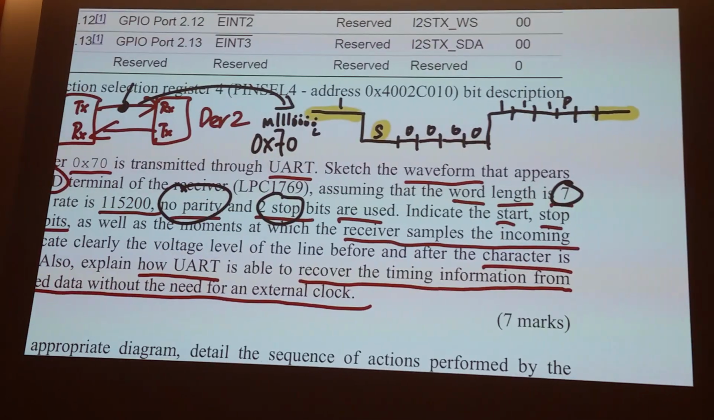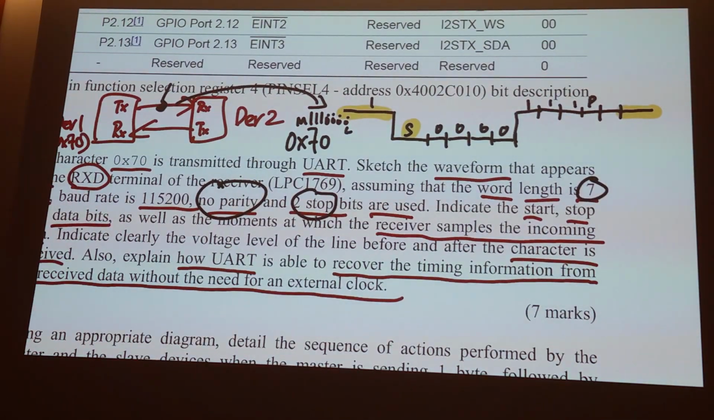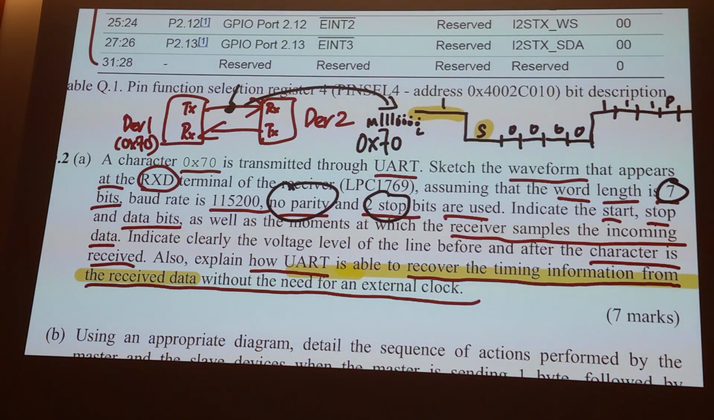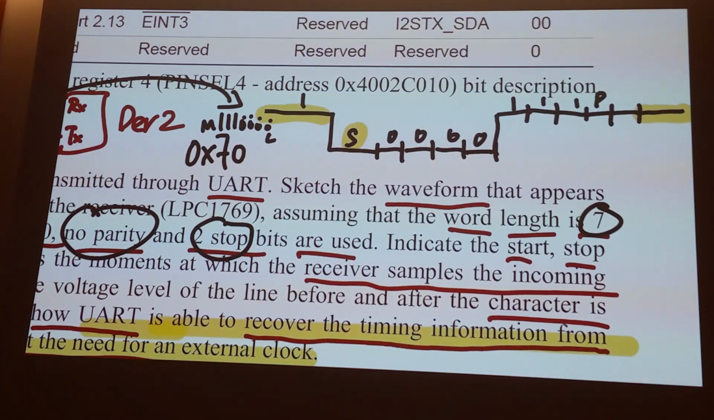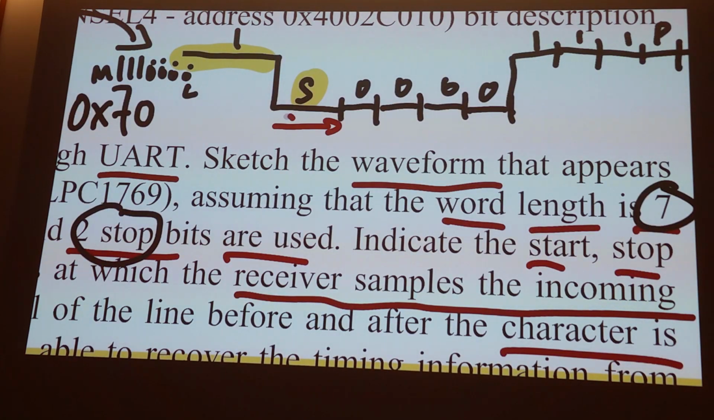But you have one more question here. You need to explain how UART is able to recover the timing information from the received data without need of an external clock. You don't have SCL. So how come your receiver knows data is coming? Because they have the same baud rate, receiver and transmitter. So when the sender is sending these bits, how long is this one?